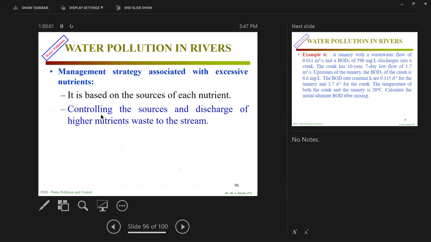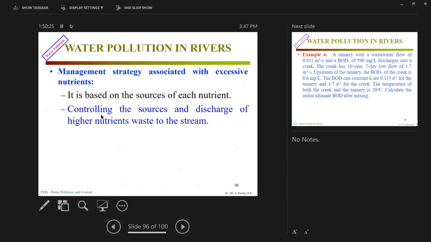So, the management strategy for excessive nutrients. It is based on the sources of each of the nutrients: controlling the source and discharge of the high-nutrient waste to the stream. Controlling the source is the best option. If we don't control it there, then there is no real other treatment to remove this, other than bringing all the water back over there.